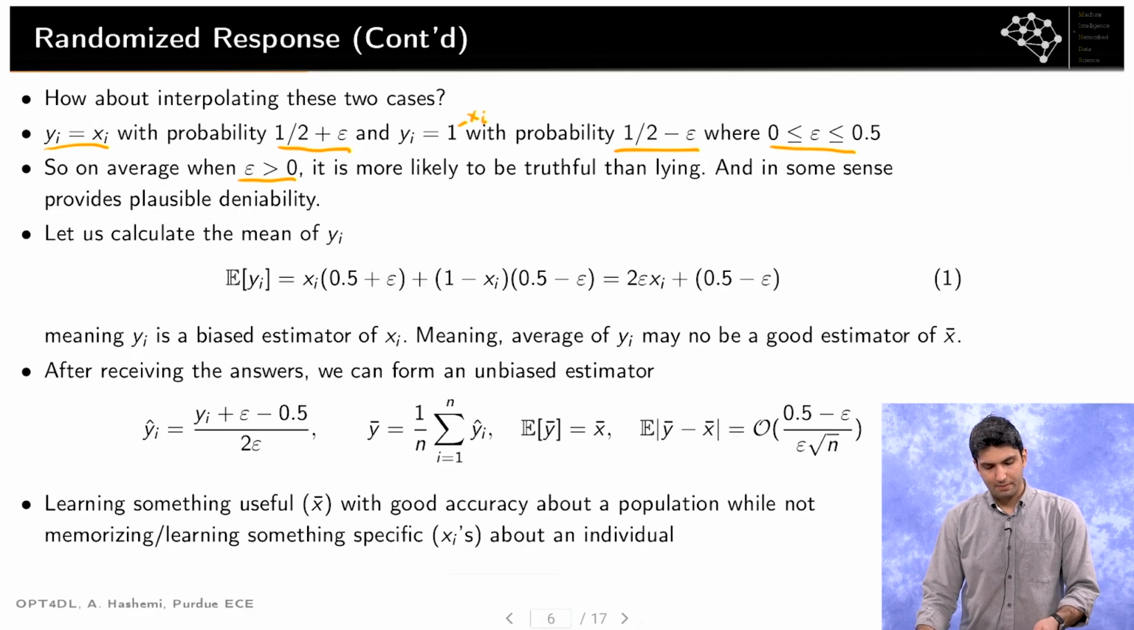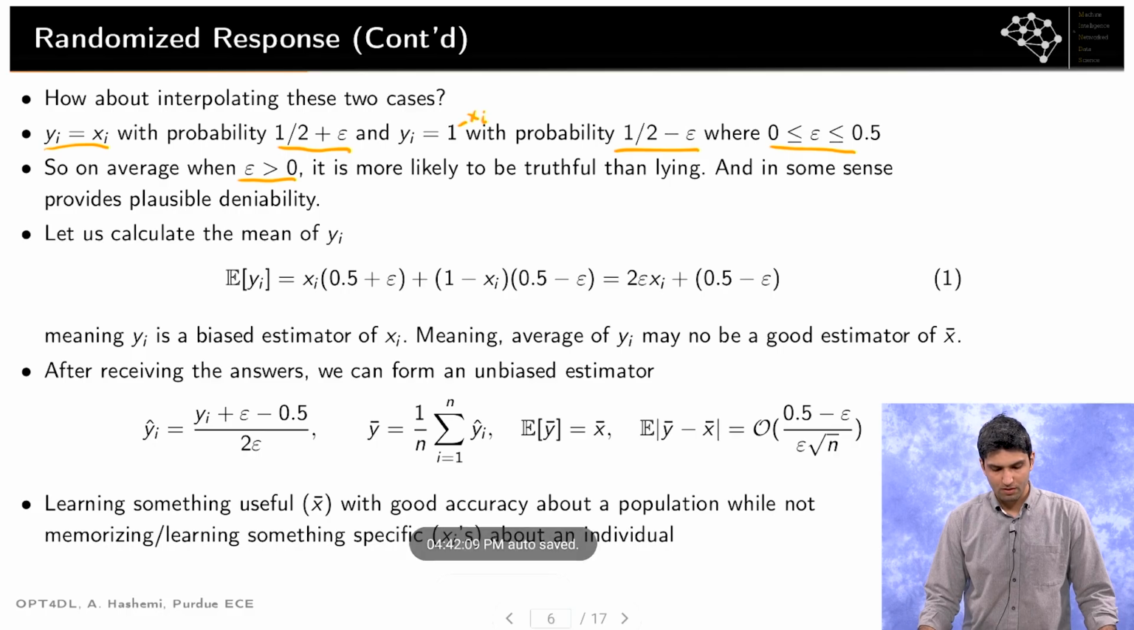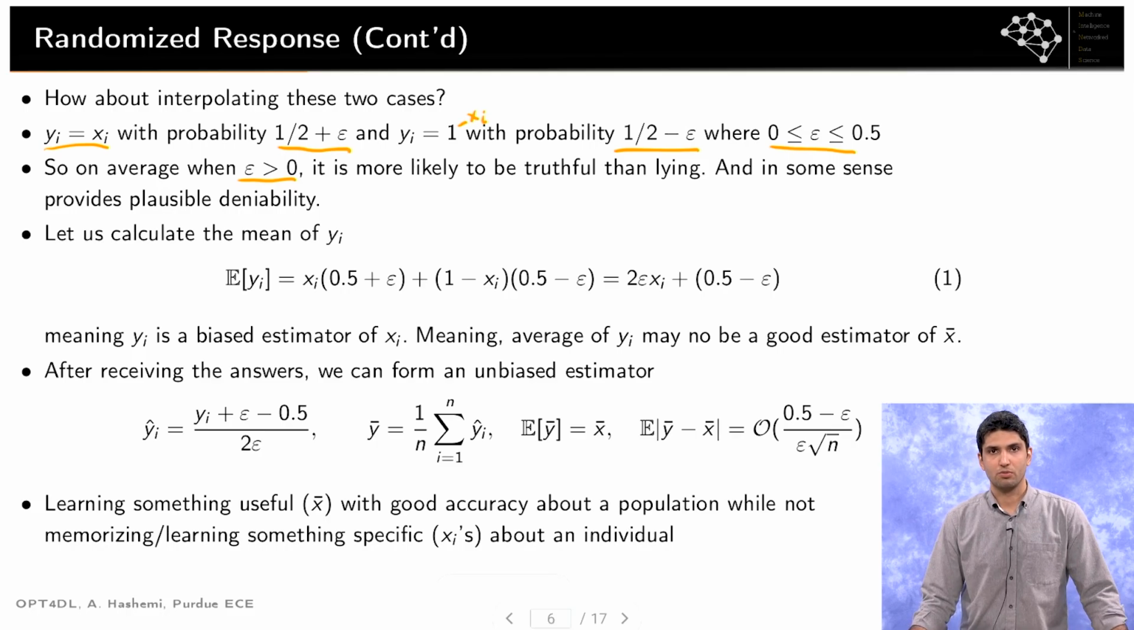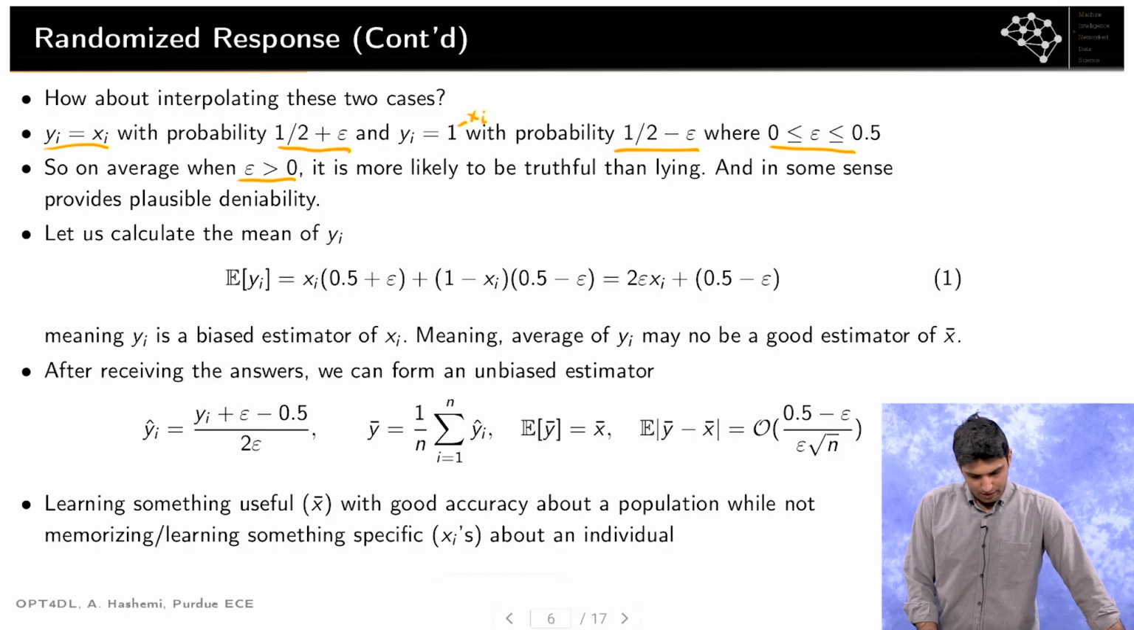And when we enforce that epsilon is strictly larger than 0, what is going on here is that on average it is more likely for the responses to be truthful than not. So in some sense, we are providing plausible deniability, and intuitively, given that we are providing some information, there is some correlation between the responses that the professor is giving us and the actual truth. We should be able to learn the fraction, the quantity of interest, with certain accuracy. All right. So let's see how we can do this.